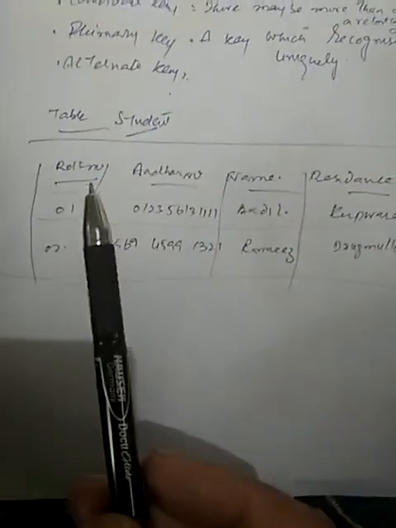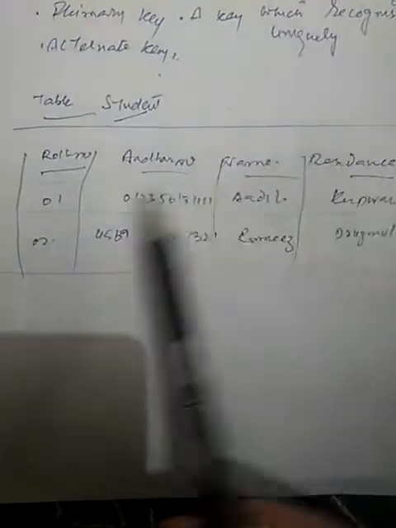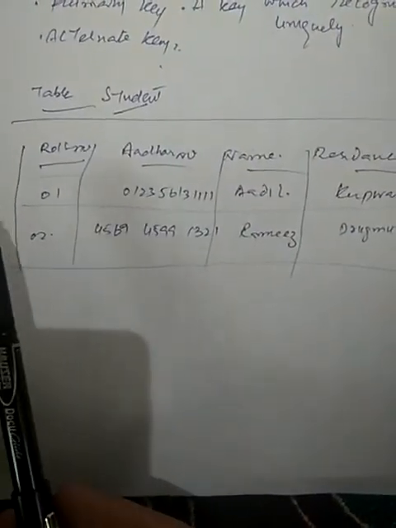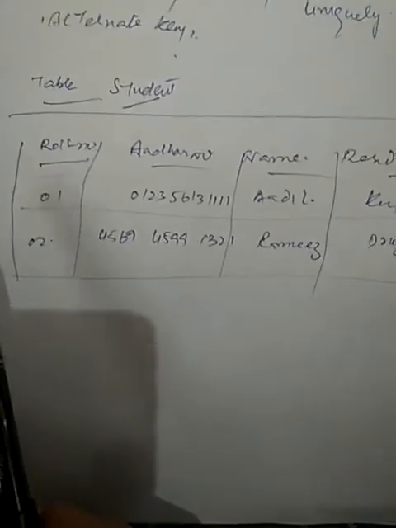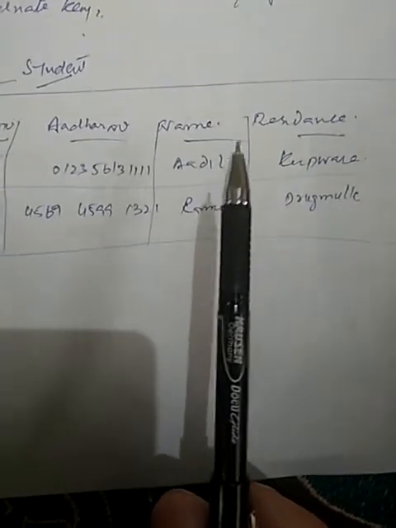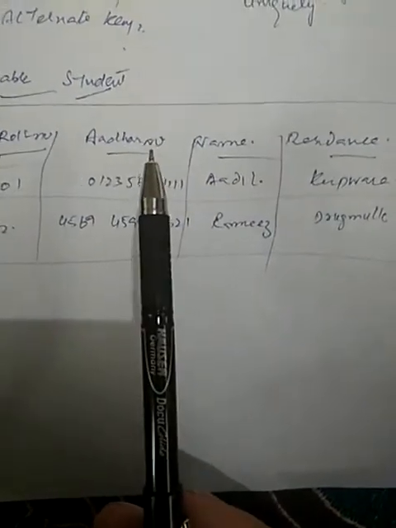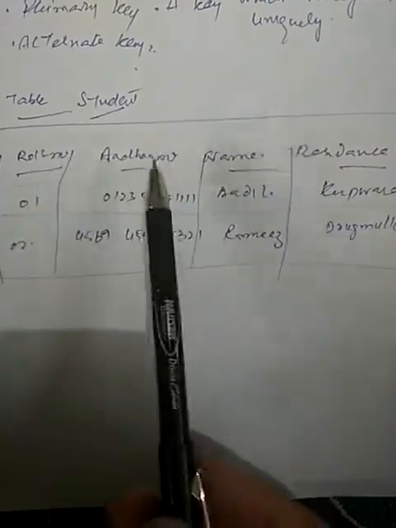Primary key means a key which recognizes the tuple uniquely. So there are many keys which we can set as primary key. One is roll number and another is Aadhaar number. It is also unique. Name is not a unique field. Residence is not unique. Residence can be the same for many students and name can be the same for many students, but Aadhaar number cannot be the same, and roll number cannot be the same. So roll number and Aadhaar number are the two keys which we call candidate keys. Candidate keys means those which are eligible to become the primary key; we can set any one of them as primary key.